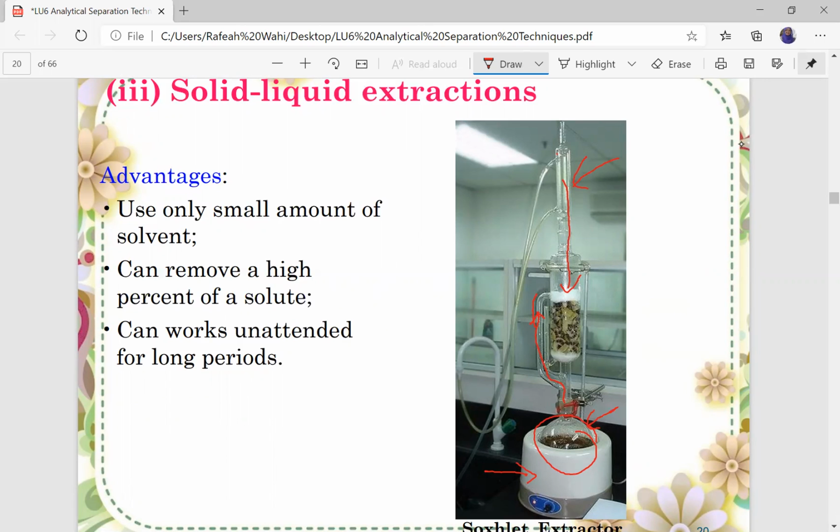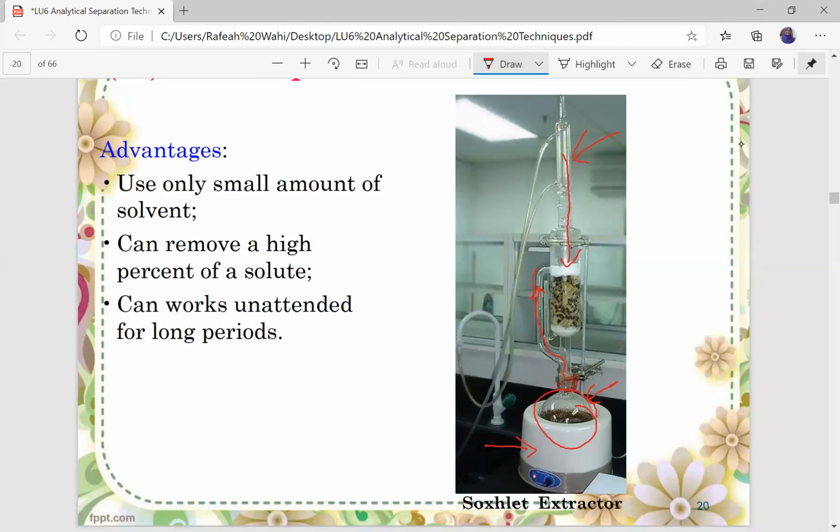Okay, so the advantages of the solid liquid extraction process: it uses only a small amount of solvent, it can remove a high percent of solute, and it can work unattended for a long period. Why? Because this is a closed system and you always have water flowing through your condenser, so there will be no overheating, and the solvent here is always recycled back to the lower reservoir. Okay, so this is how solid liquid extraction works.